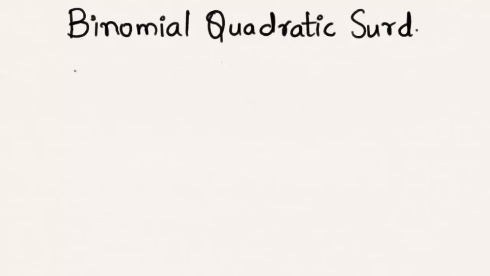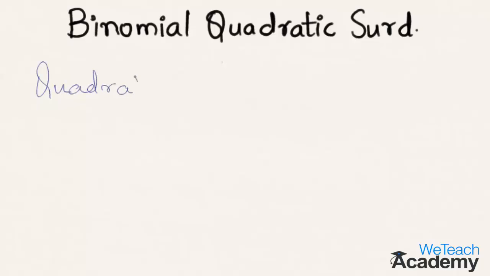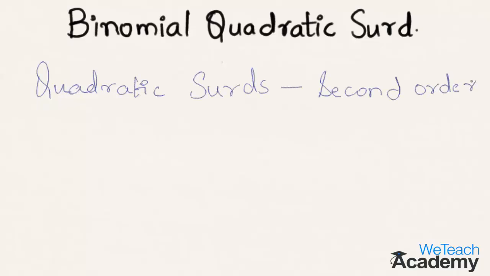Now let us discuss what quadratic surds are. Quadratic surds are the surds of second order. Here are a few examples of quadratic surds.